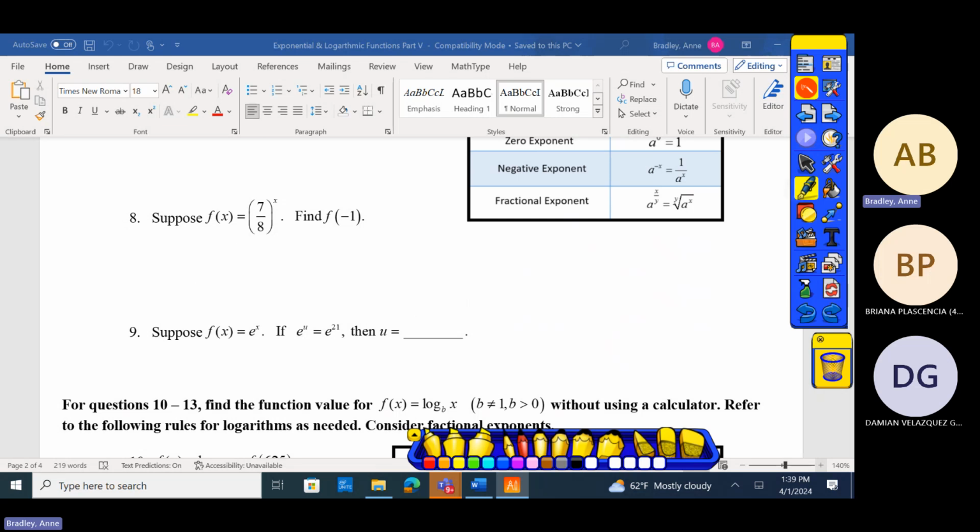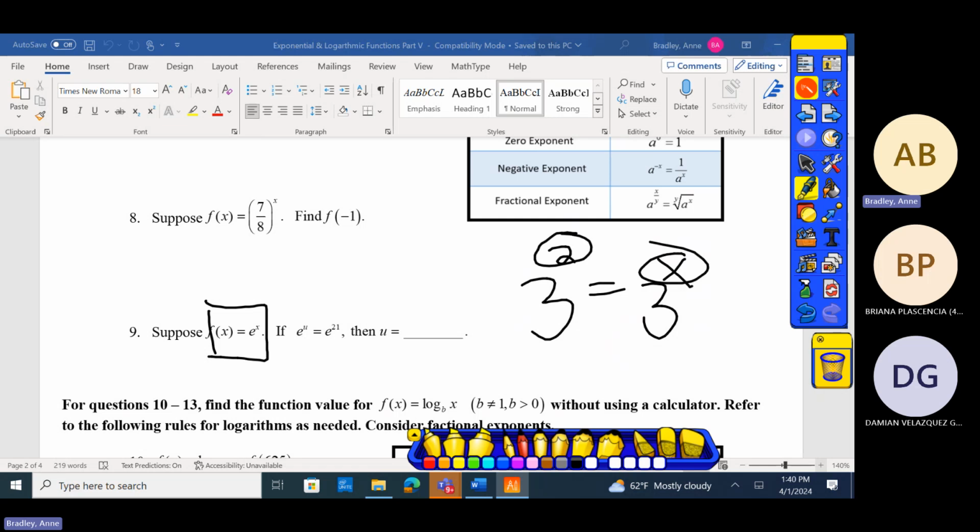Let's look at number 9. So suppose this is the function, and it says if e to the u is equal to e to the 21st, then what is u? So that's the same concept as saying this. If I said 3 to the second is equal to 3 to the x, well, what is x? And in this form, we can see x equals 2, the same concept. Then u is equal to 21.